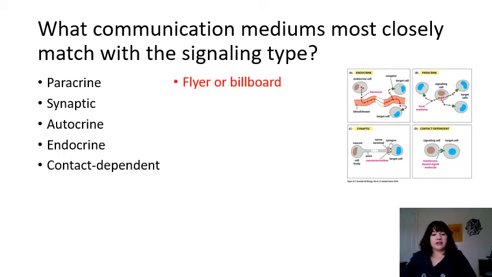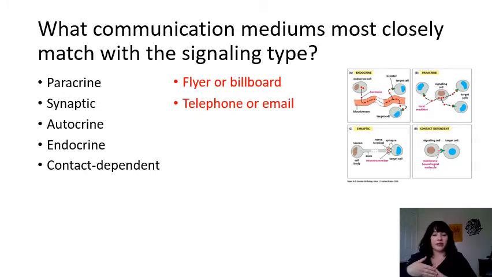So I would say that a good example of paracrine signaling in human communication is the use of a flyer or a billboard. They are pretty short lasting, especially flyers, and they're very local, right? Flyers are put up in your neighborhood. A billboard is only going to be viewed by people that are close enough to read it.